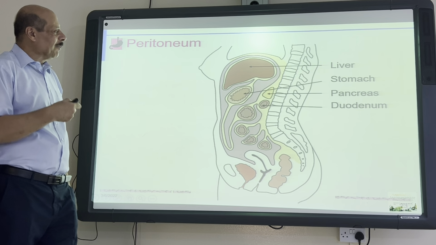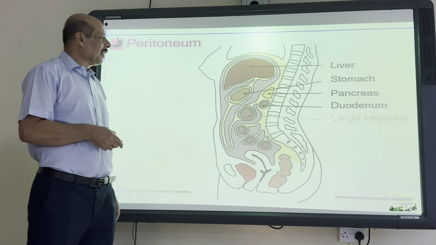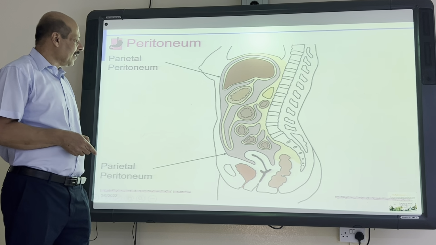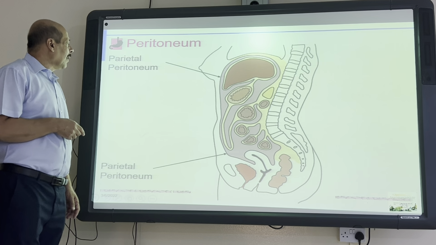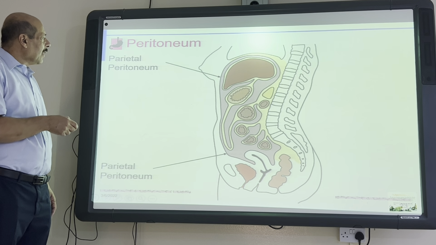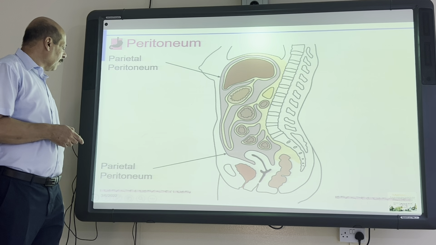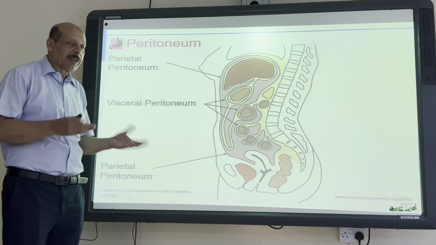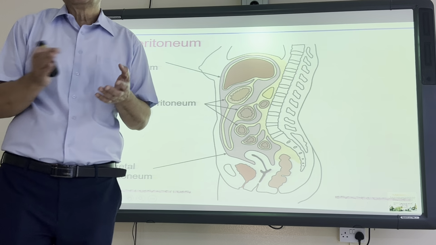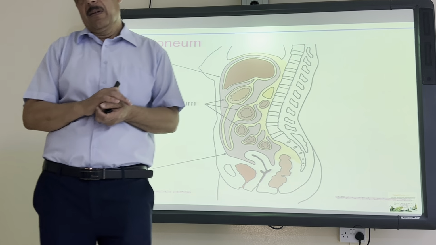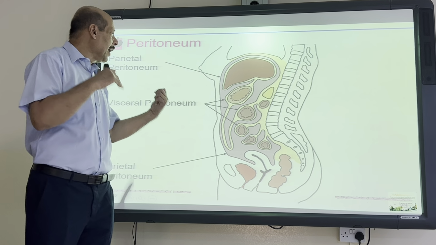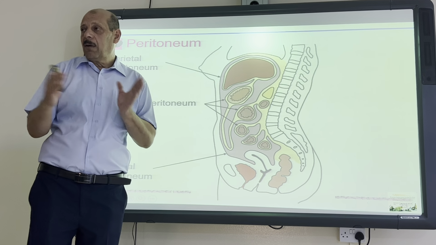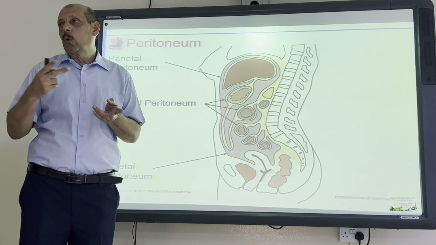Which is longitudinal one. This is the duodenum here, the large intestine, and those are the small intestine. This is the peritoneum. It has parietal peritoneum and visceral peritoneum. So it is the same as other serous membrane. It has the visceral layer and the parietal layer. We know that all serous membrane has two layers.